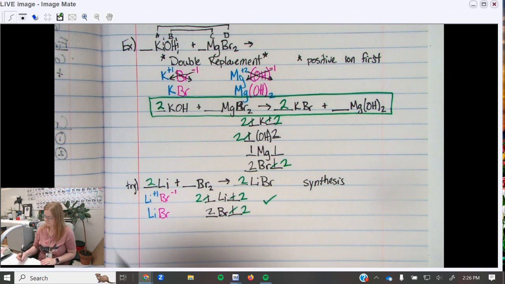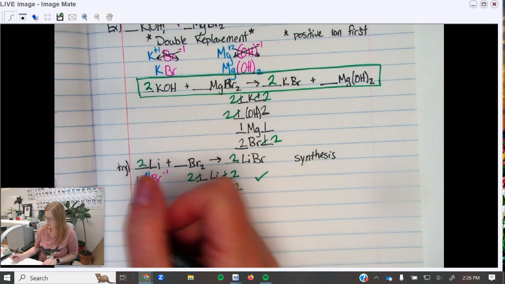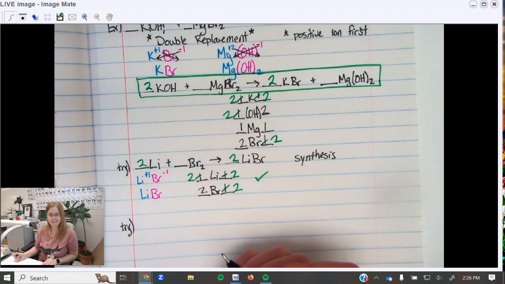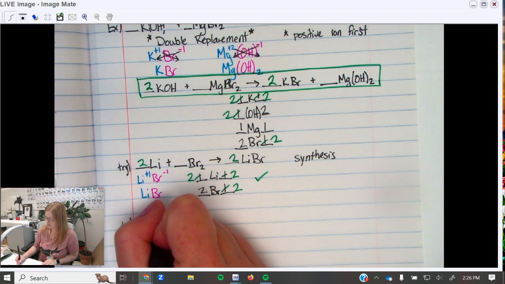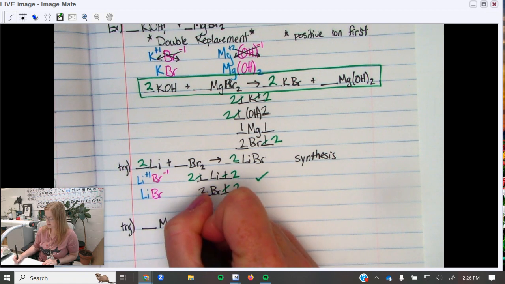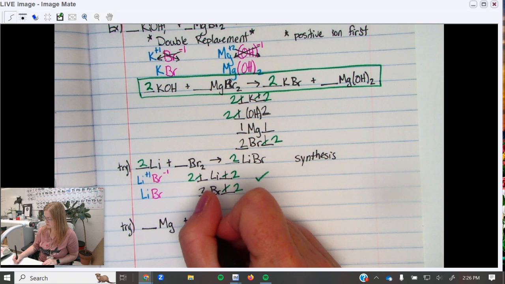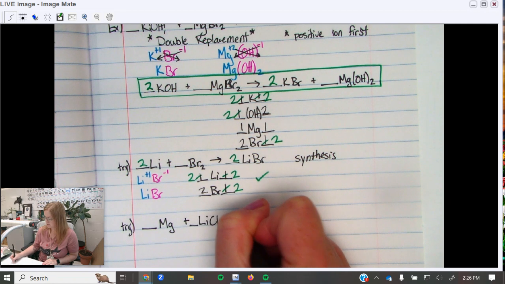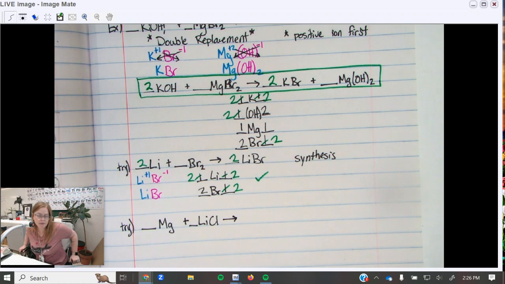Okay, next up, let's get a little bit more complicated. Let's do Mg plus LiCl. So classify the reaction, predict the products, and then balance the equation. And when you're ready, come on back and check your work with my walkthrough.